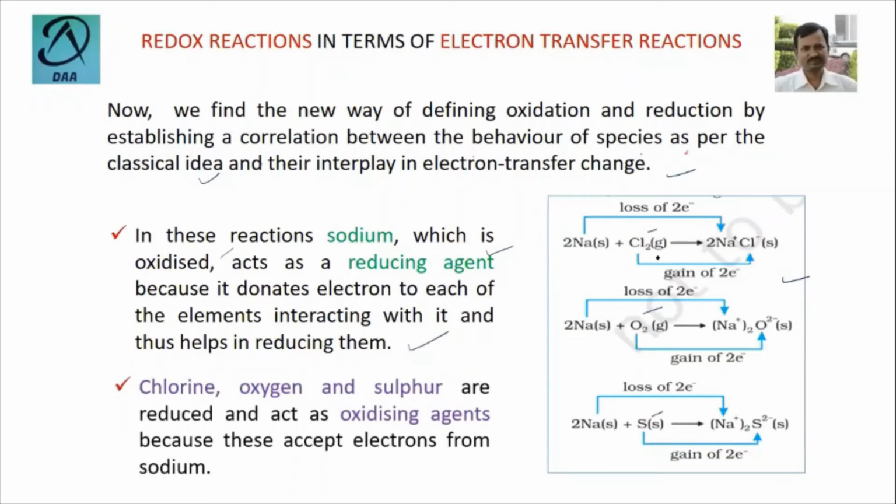In case of the chlorine, oxygen and sulfur, what is happening? These are reduced after gaining the electrons, that means after accepting the electrons, and they help to oxidize the sodium to get the sodium plus ion. That's why they are called the oxidizing agents.